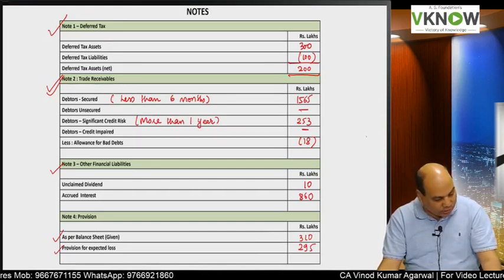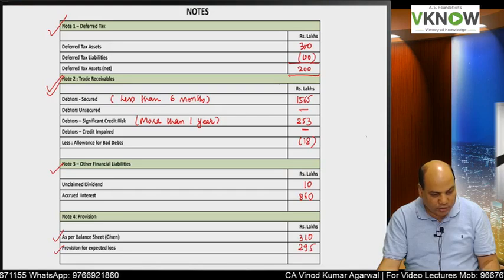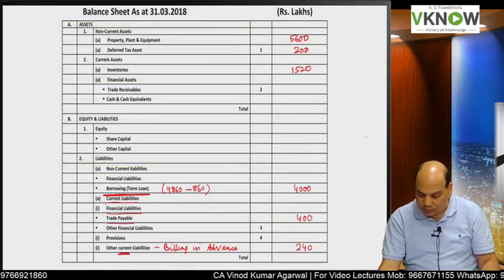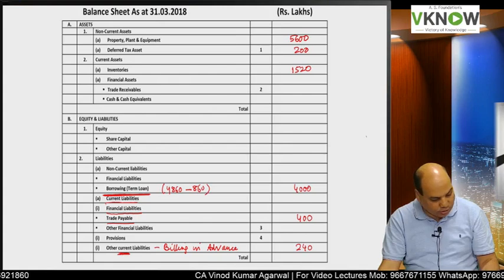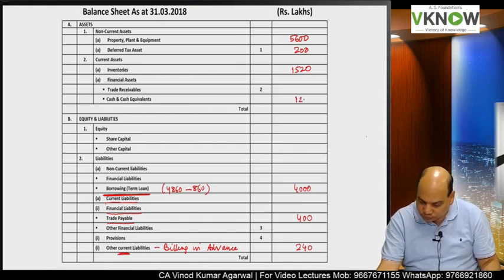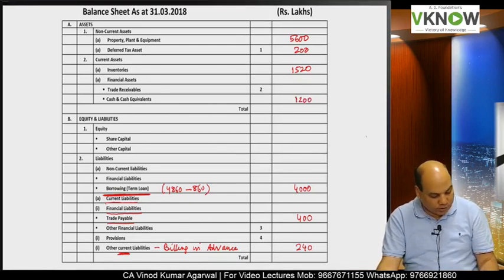Now my next item in the balance sheet of the question is cash and bank balance. Do we have any adjustment in that? Cash and bank balance, where it will come? Current asset, financial asset. Under financial asset, cash and cash equivalent, is it there? 1200. This completes the given balance sheet.